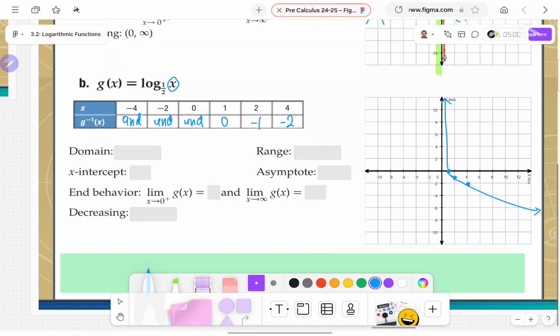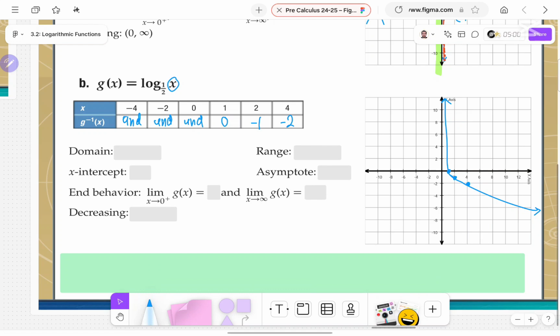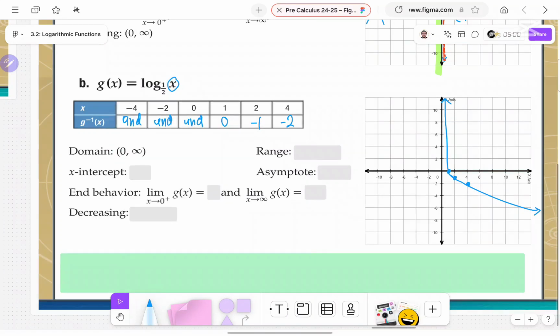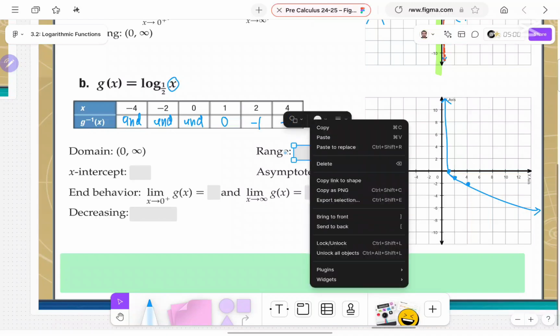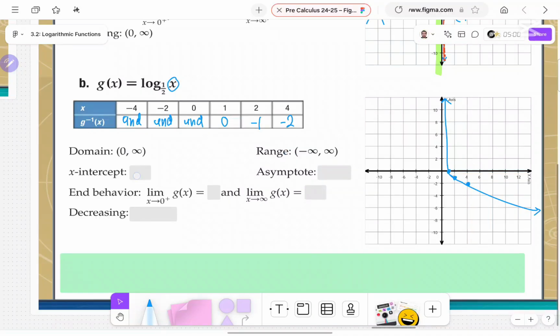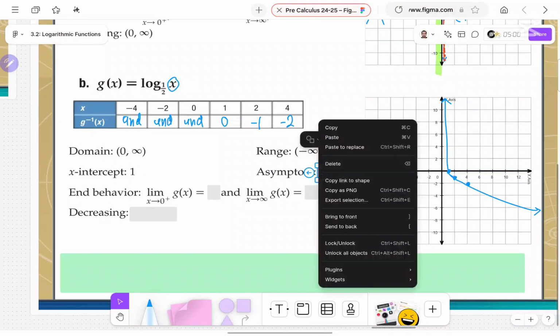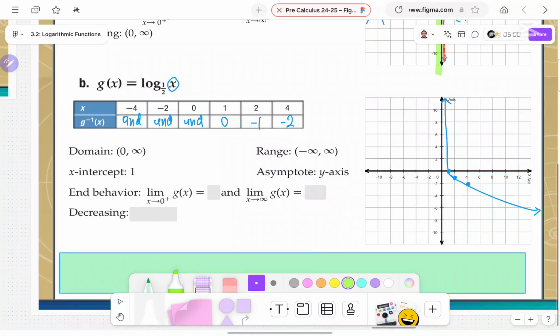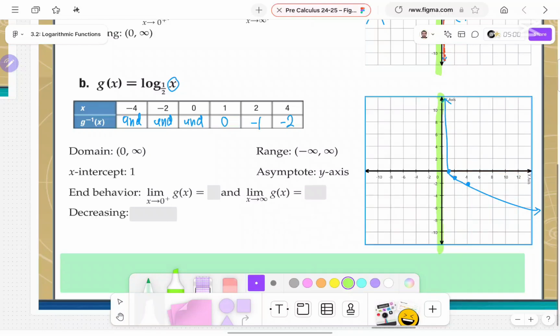Now let's find the domain. The domain is still the same thing, from 0 to infinity, because it's related to the h. I don't have h. Range is always from negative infinity to positive infinity. X-intercept is 1. Let's check the asymptote. The asymptote is the y-axis, which is x equals 0.